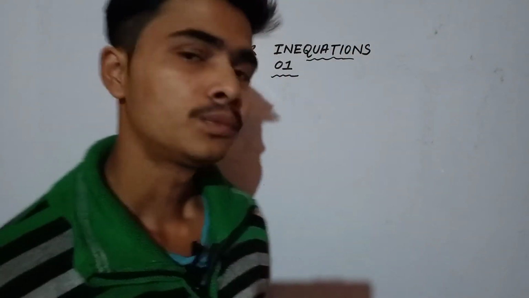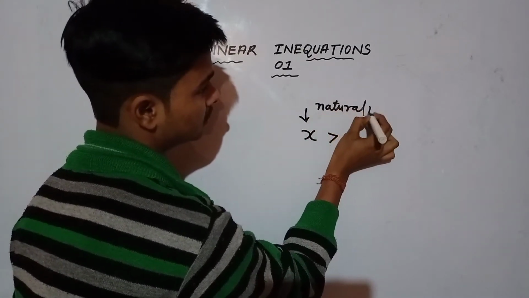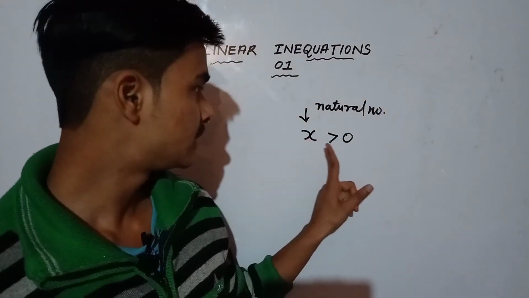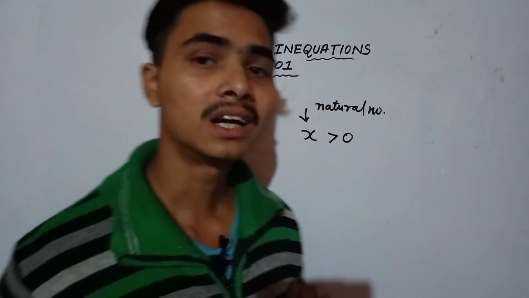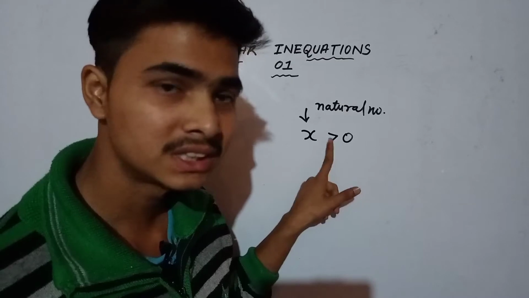Proof. See here. You know what a natural number is, which starts with 1. Now, suppose I tell you that x is any natural number. Then what is the basic condition required for it? That it should be at least 1, which means it should be greater than 0. The basic requirement is that x should be greater than 0 because we know that a natural number starts with 1. So this is a kind of linear inequation where the need for a greater than sign has arisen. Here comes the role of linear inequations.